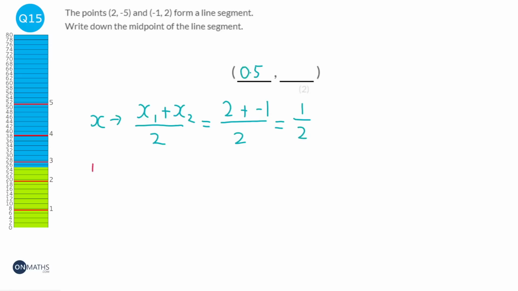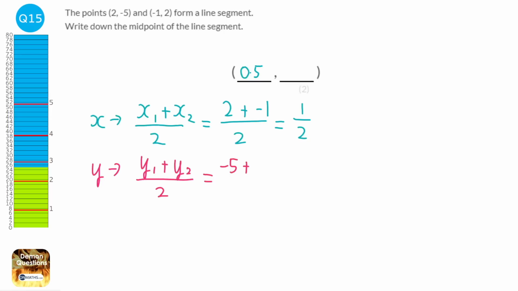We'll do the same thing for the y coordinates. And the formula is the same, but just with adding the y coordinates together and dividing by 2. So it's going to be -5 plus 2, all of that divided by 2. So that's going to be -3 over 2, or minus 1.5.